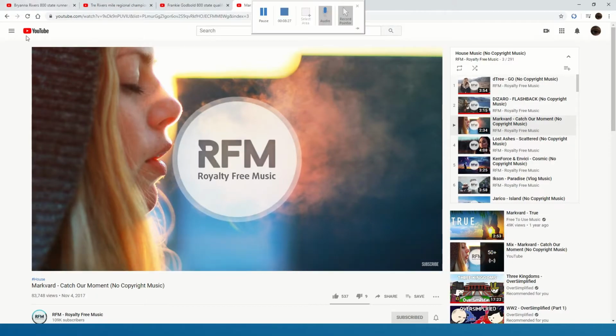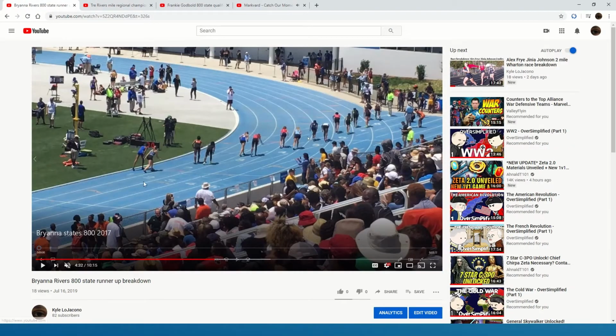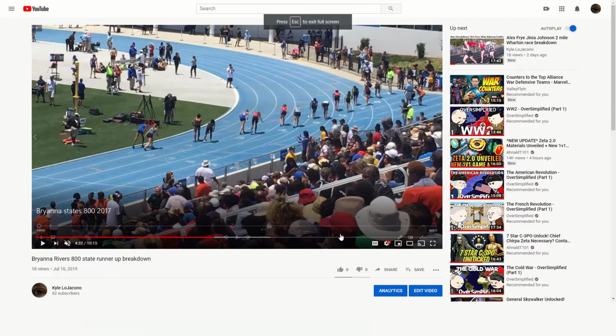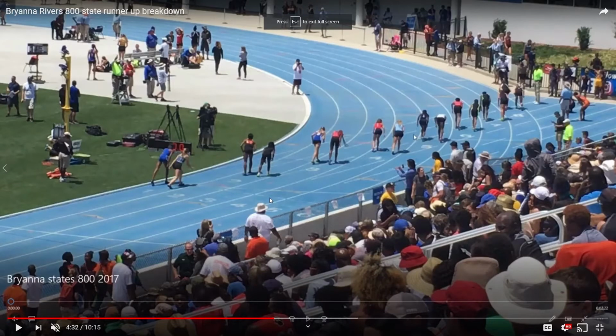Go ahead and right here. Okay, so this is from our state championship. This is from a young lady named Brianna Rivers from a number of years ago. She is currently running at UMass Amherst, and I just want to kind of show you what can happen in these races. So Brianna is right here, so you can kind of follow her.